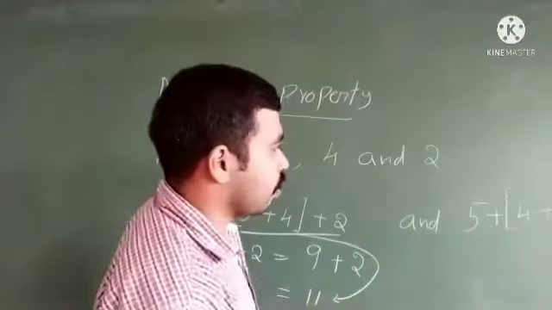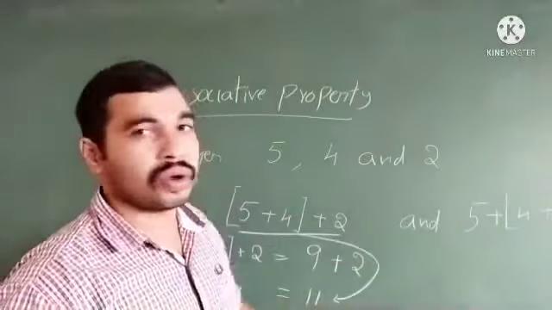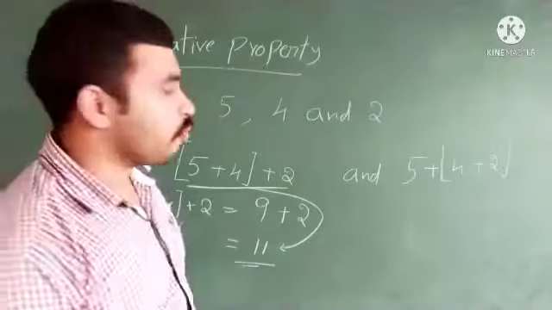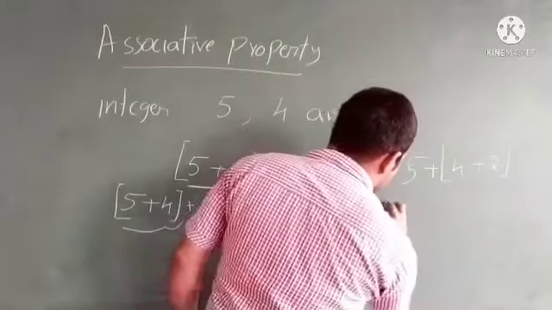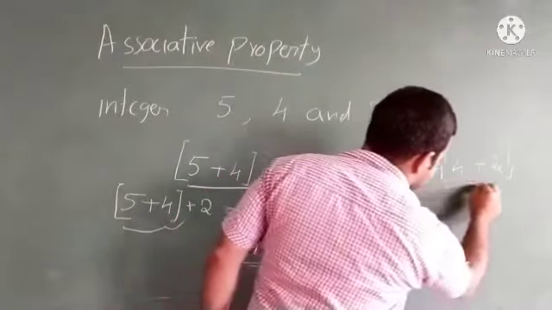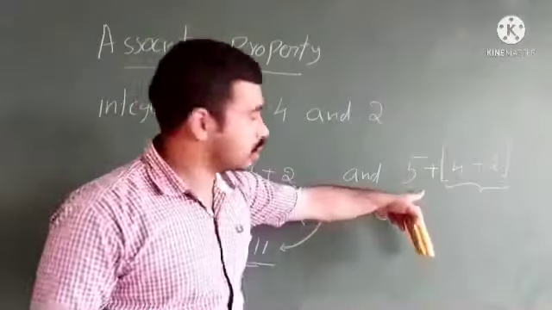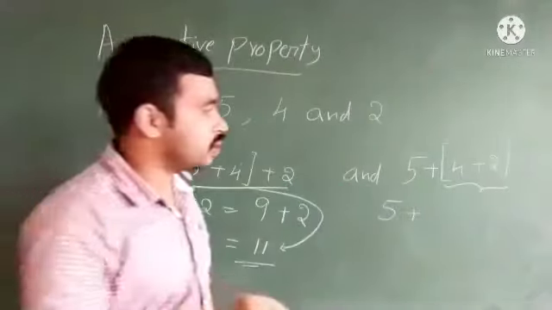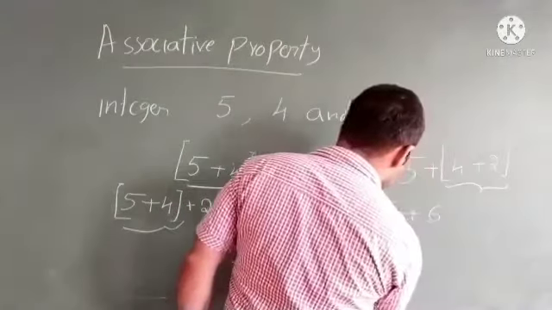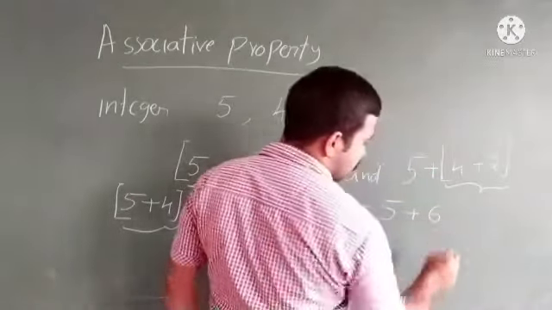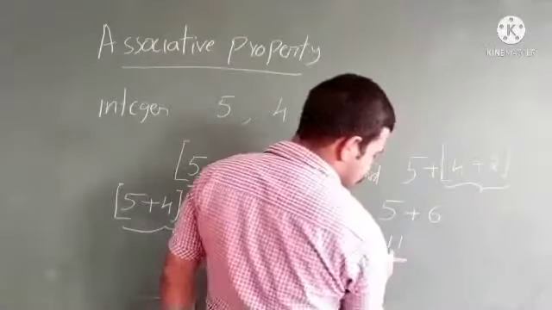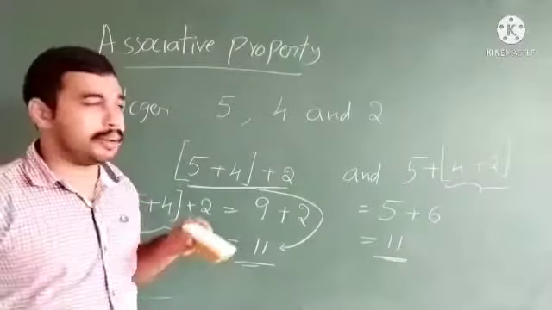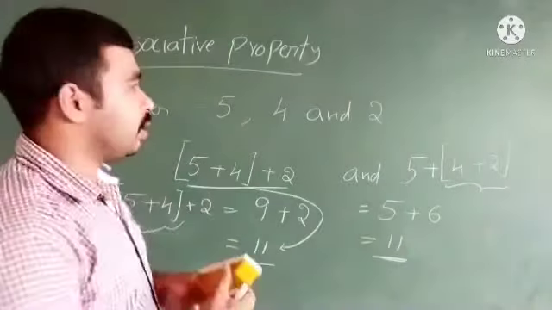Next, go for 5 plus, in brackets, 4 plus 2. That is first complete: 4 plus 2 is 6. What is 5 plus 6? 5 plus 6 is 11. The answer is, in both the cases, the same. Take another example, with a negative number also.